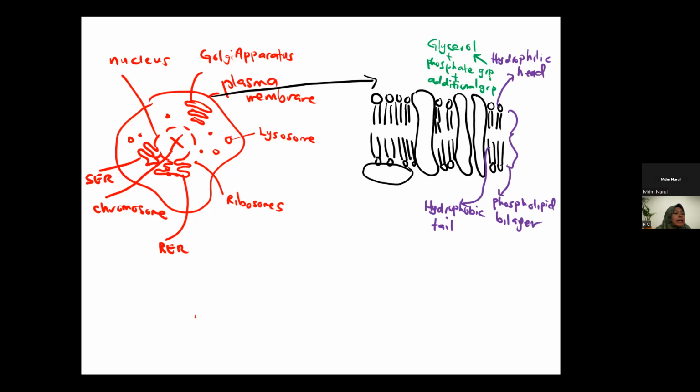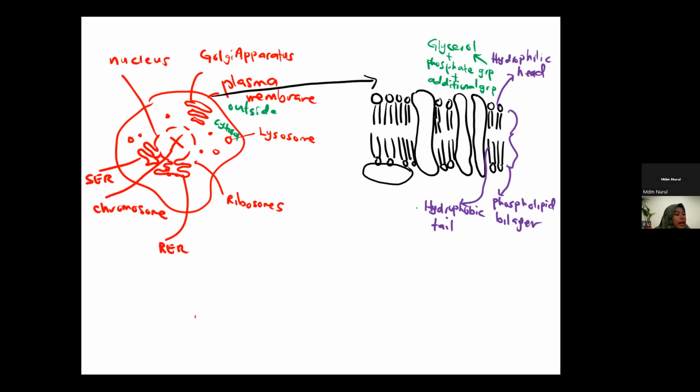So the head can interact with water or fluid. This is outside the membrane, the outer part. And this is cytosol. So the hydrophilic head can interact with the outside environment like a fluid, or it can interact with the inside of the cell, which is cytosol.